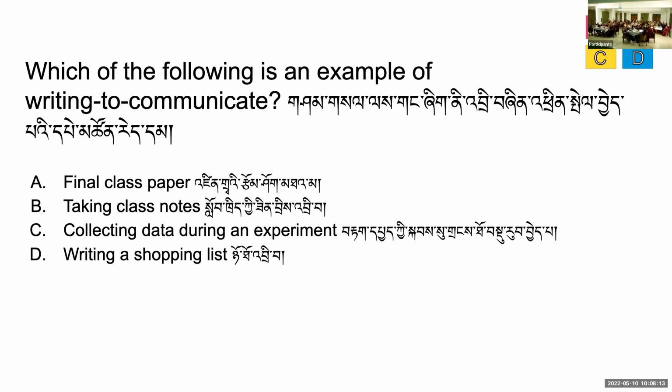Majority are A. There are few C's and two B. 2B. C, there is 1, 2, 3, 4, 5, 6, 6, 7, 8. 8 C, 2B, rest are A. And 1 D.